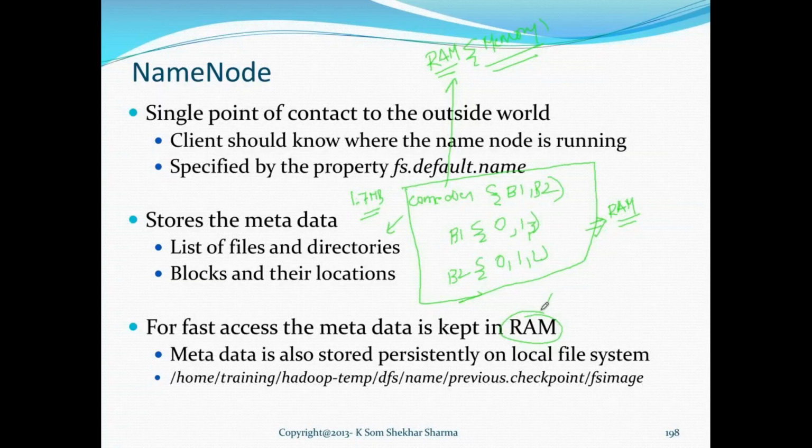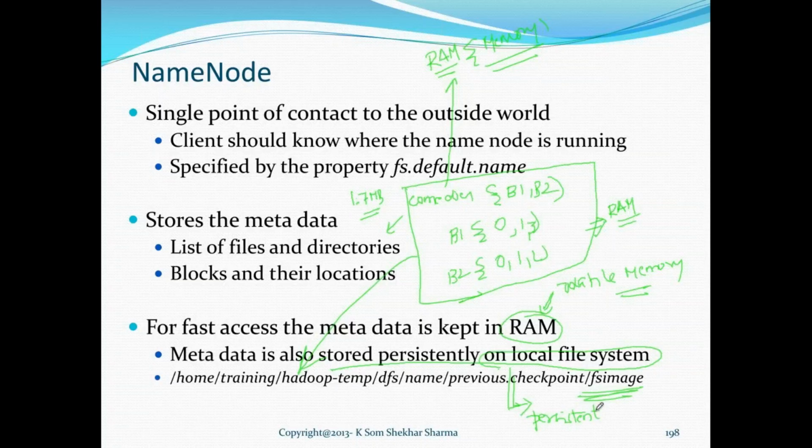But the problem with RAM is that it is a volatile memory. What do we mean by volatile memory? It means that if the name node process goes down for some reason, this entire metadata information will be lost. But understand, this information of given a file, how many blocks it has been broken into, is very critical. You cannot afford to lose it. That's why this metadata is also stored persistently on the local file system. That file is known as the fsimage file.